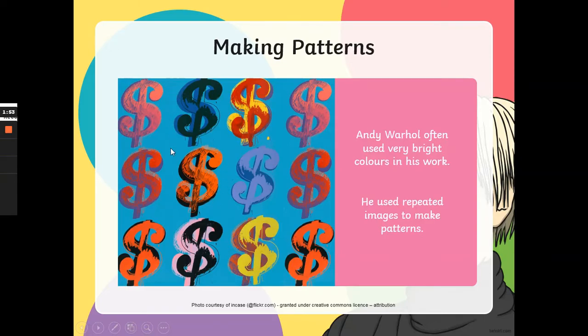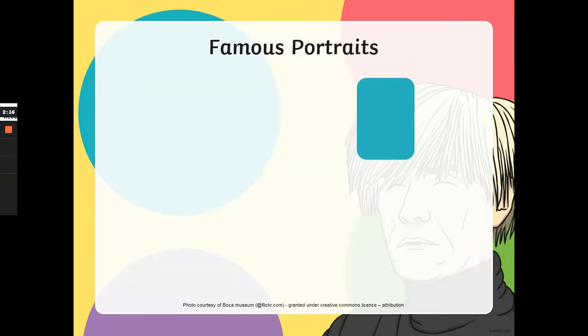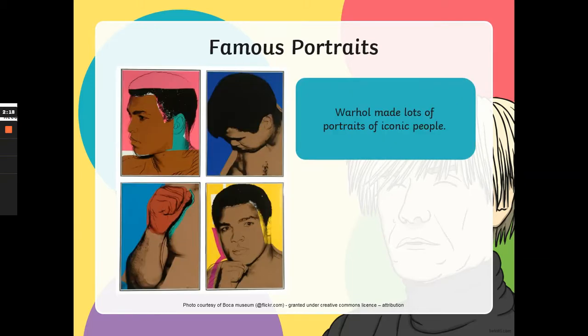So really bright blue background. Then he had this dollar sign, which is the American money. It's like our pound sign, but in American. And he had it here in pink, then blue, then yellow and red, then pink again. But it's the same picture repeating, so it's making a pattern, and he changes the colours to really bright, fun colours. He also did famous portraits.